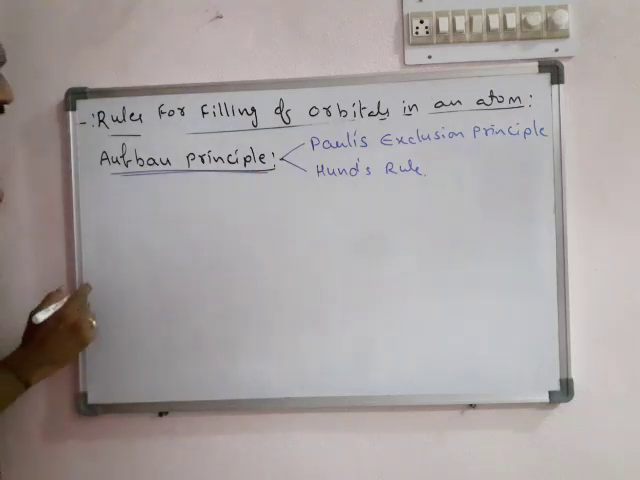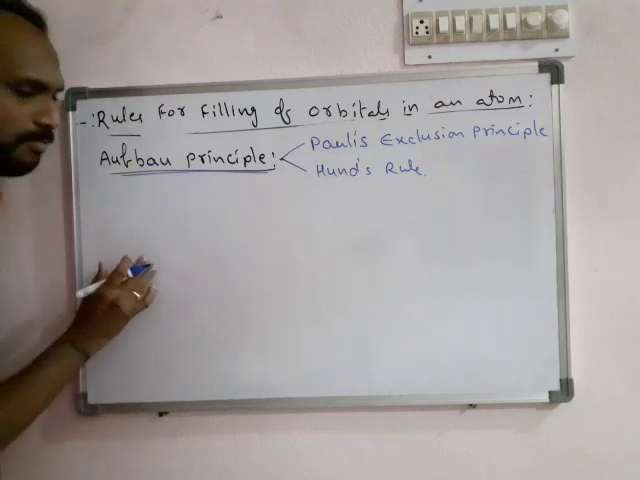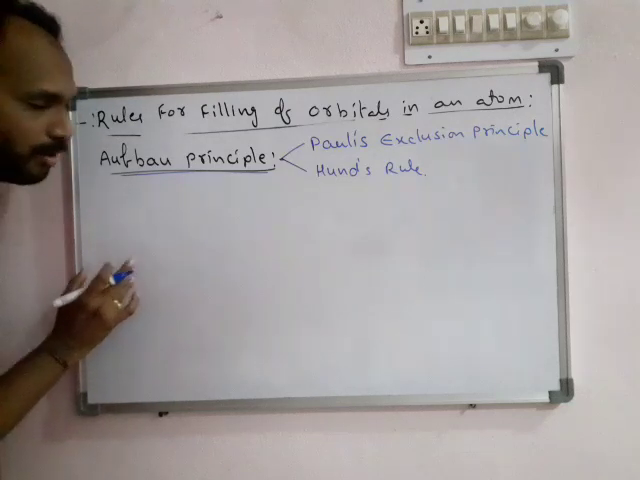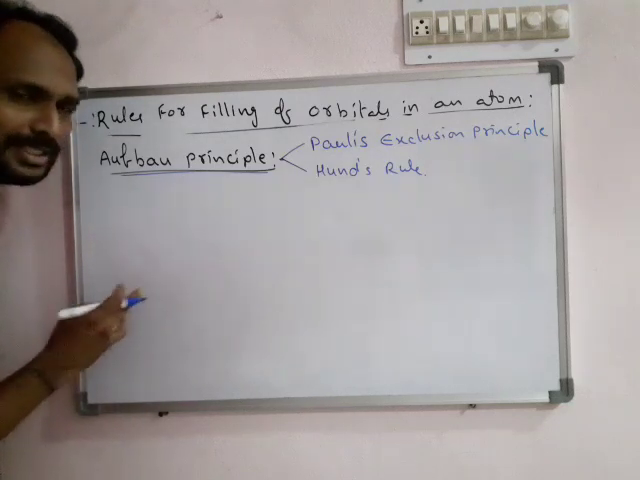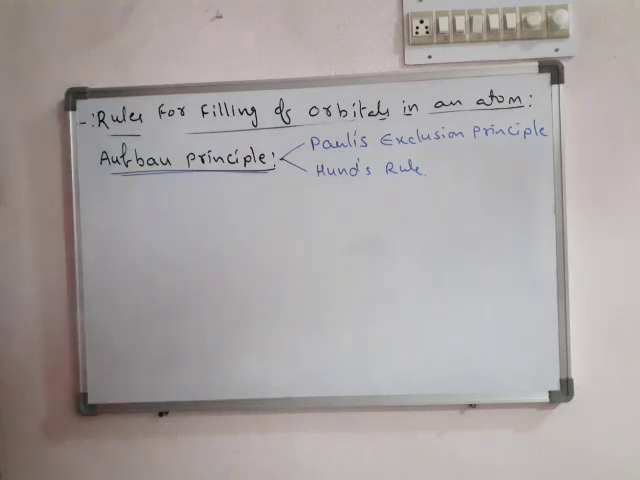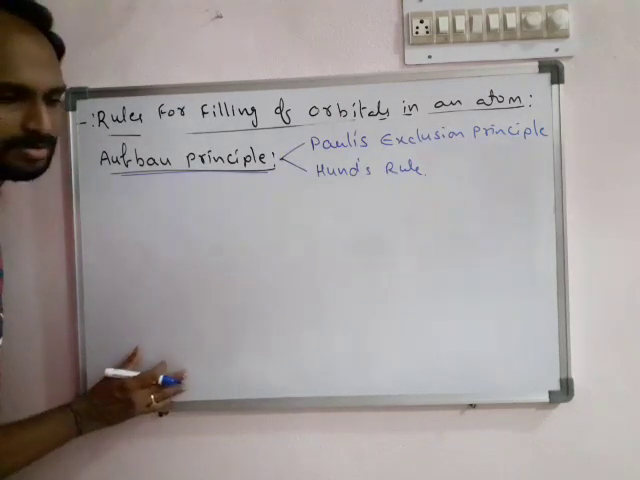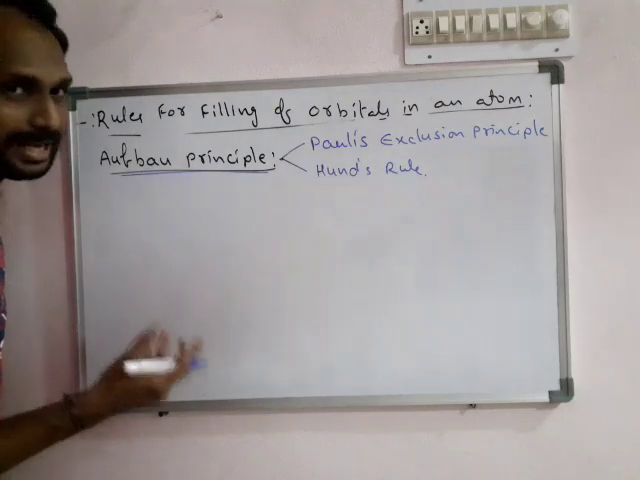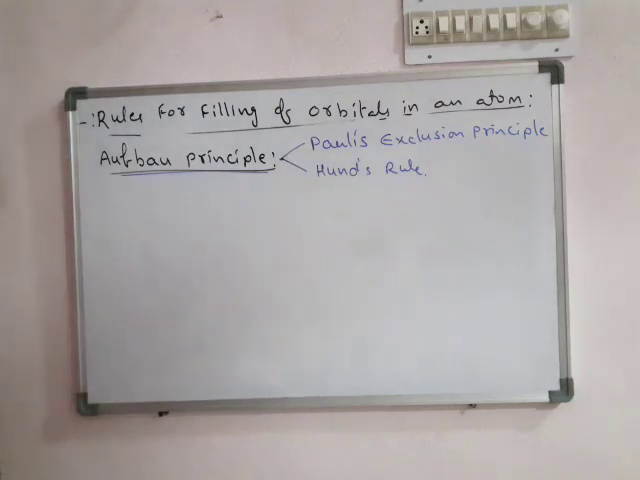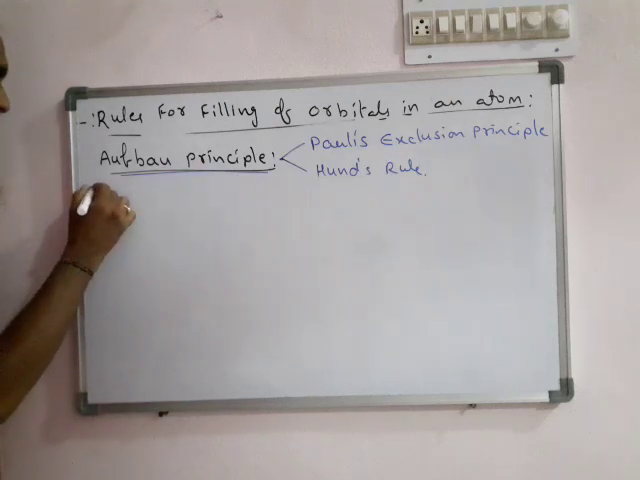So what does the Aufbau Principle mean? In an atom, if more than 1 electron is present, then only the problem arises. That's why more than 1 electron, that is known as a multi-electron system. In a more than 1 electron system, how are the electrons arranged? So, the Aufbau Principle we can write like this.